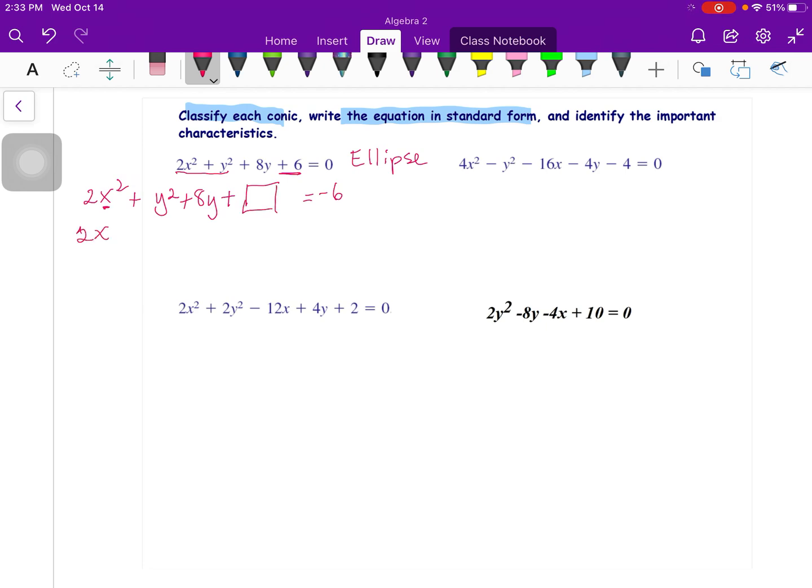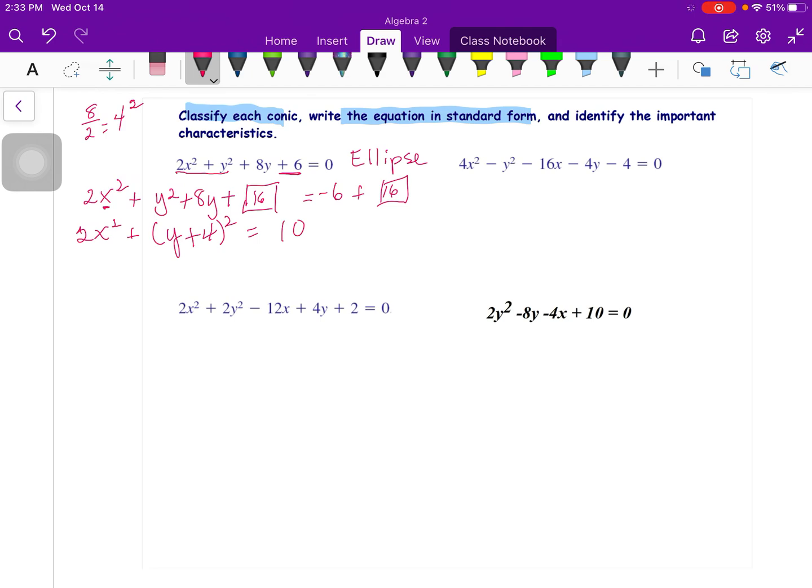So this is 2x squared plus y squared plus 8y. I'm just going to write this up here. Plus what will equal negative 6 plus what? Well, remember, to complete the square, you take half of 8, which is 4, and square it. So 4 squared is 16, so I add 16 to both sides. So this then is 2x squared plus y plus 4 quantity squared equals 10.